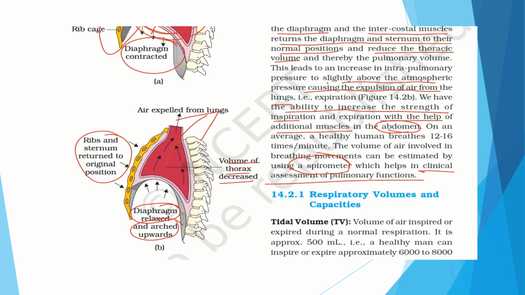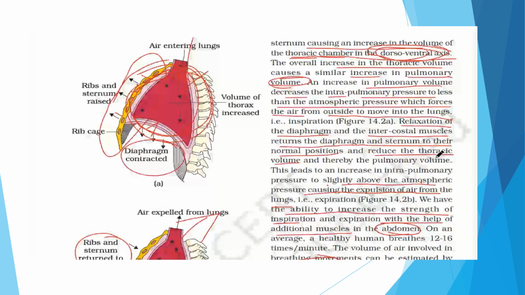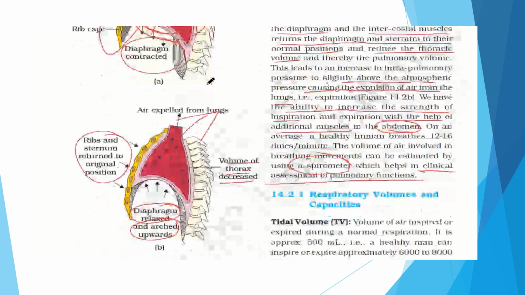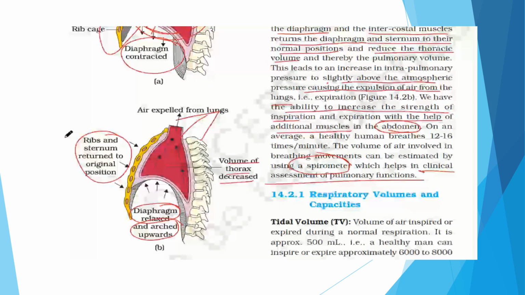So now this is the process that is happening. In the first part, the intrapulmonary pressure is reduced, so the air from outside enters. In the second part, the diaphragm is relaxed and the ribs and the sternum are moving to the original position, so the intrathoracic pressure increases and the air is expelled out. So this is the mechanism of inspiration and expiration. So is it clear to all of you?